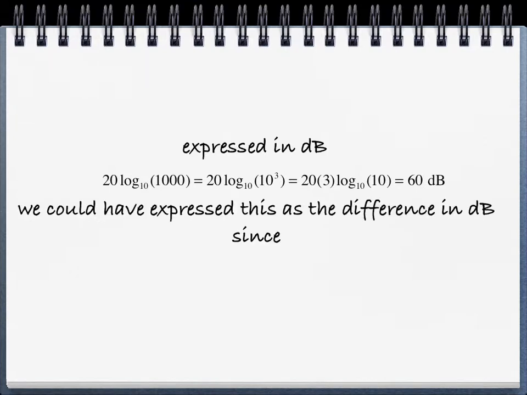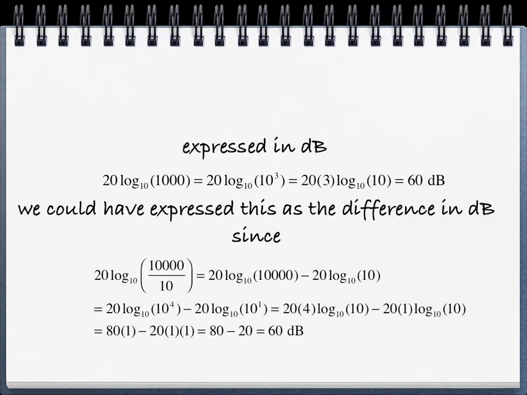Note that we could have also expressed this as the difference in dB. Since if you have the logarithm of a ratio of two numbers, one number divided by another number, that equals the difference between the logarithm of the numerator and the logarithm of the denominator. So 20 log base 10 of 10,000 divided by 10 is 20 log base 10 of 10,000 minus 20 log base 10 of 10. So I'm expressing 10,000 as 10 to the fourth.